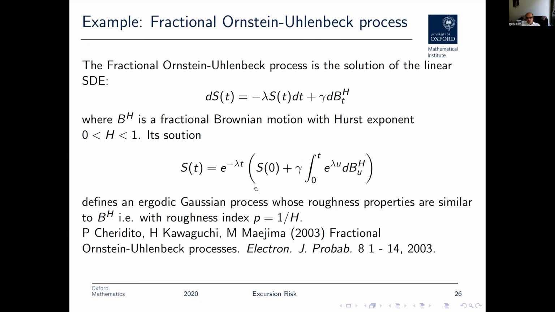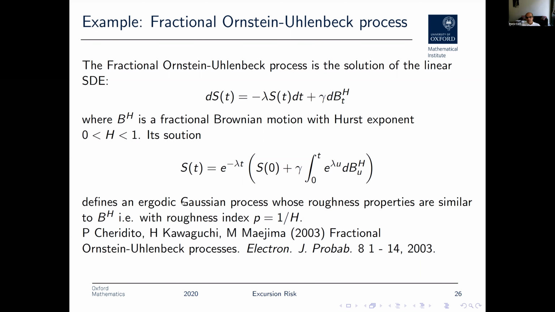This is a linear equation whose solution is explicit. This is the solution. You have an initial condition that you forget exponentially, and then this part, the stationary part, is shown here. It's really an integral of a deterministic exponential function with respect to the fractional Brownian motion. So these fractional OU processes are used in many cases in finance to model volatility in particular.